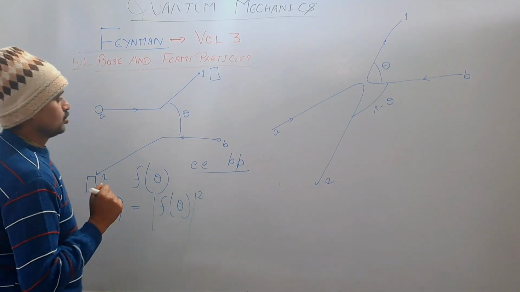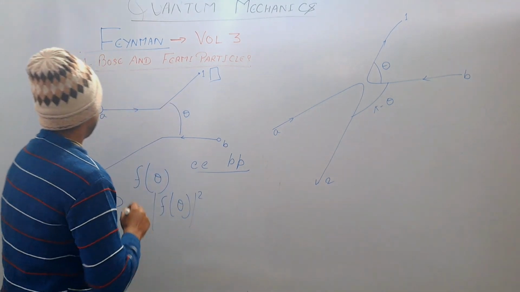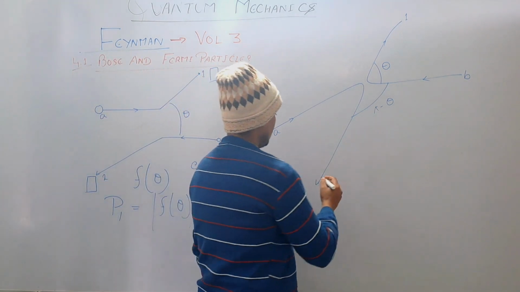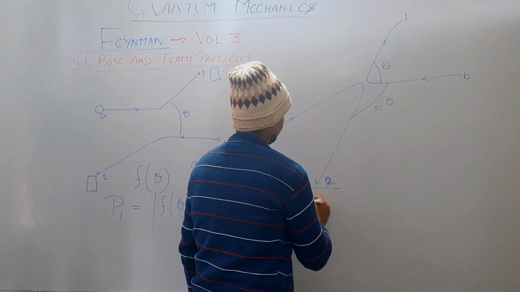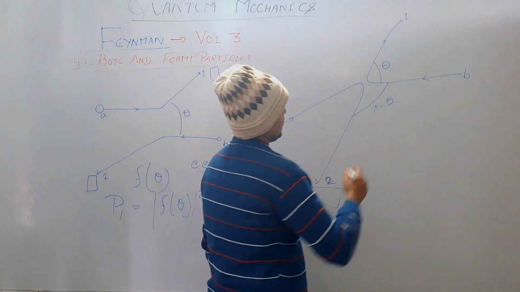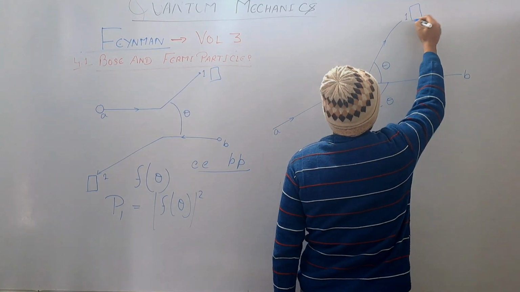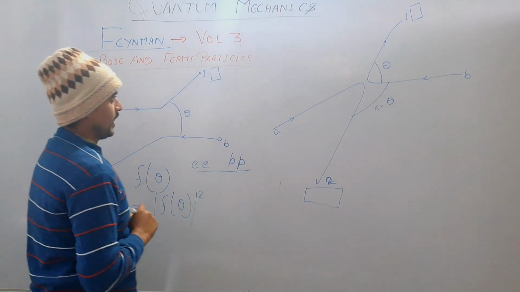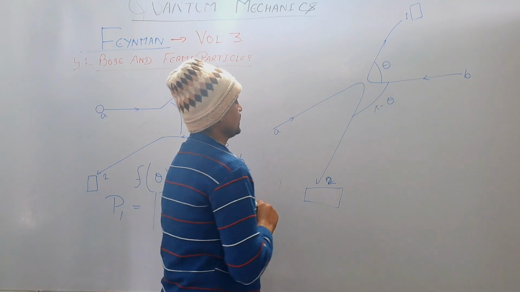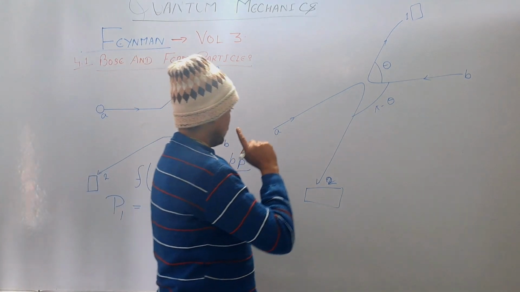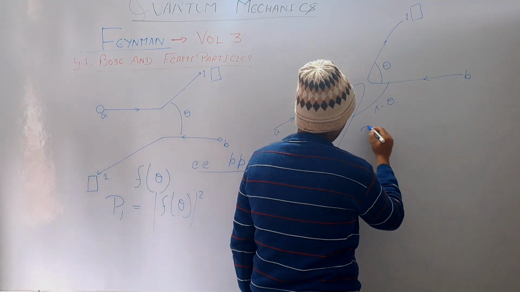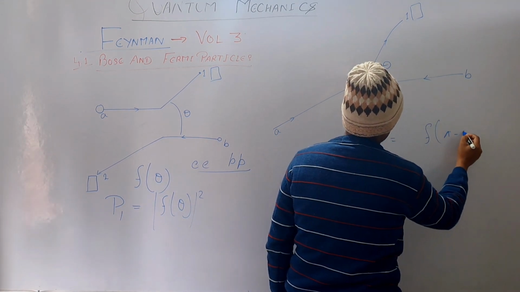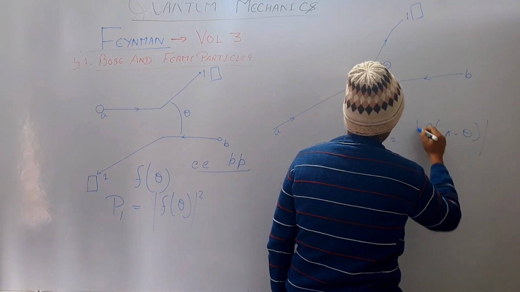Now there is also a possibility that instead of A going to counter 1 after the collision, it will end up at counter 2 and B will end up at counter 1, and we know that A and B both are identical particles. Then in that case the probability of this event, P2, will be F pi minus theta whole squared.